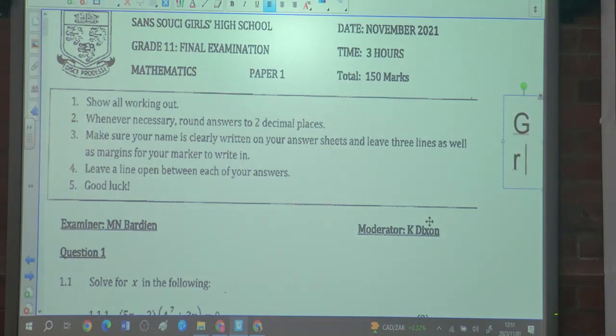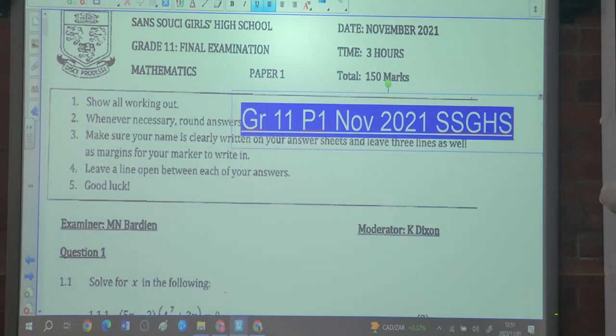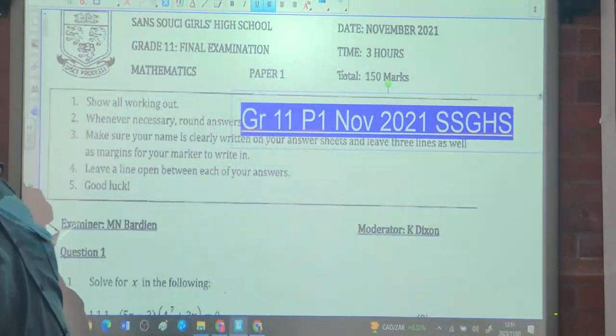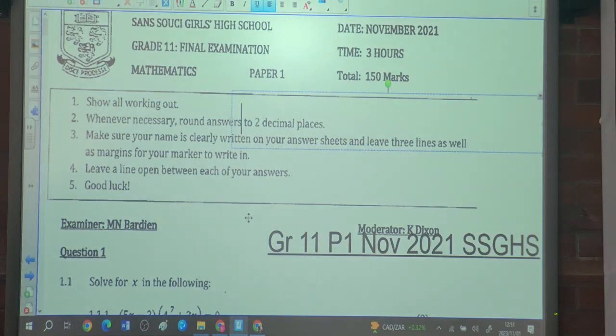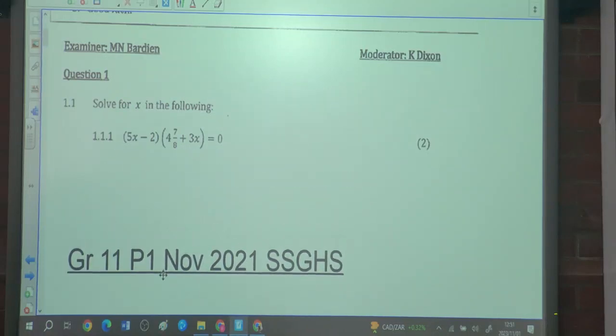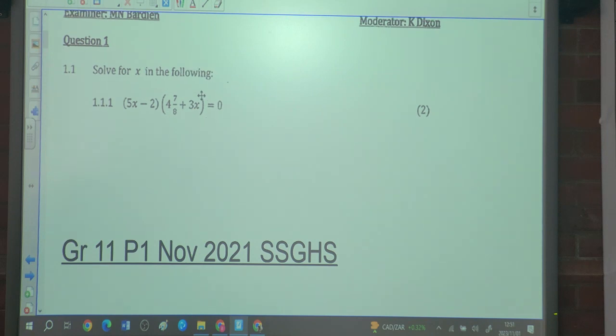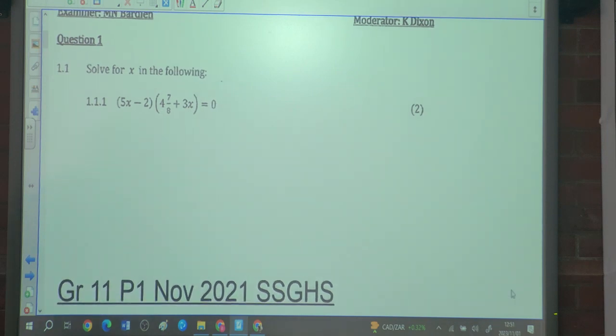Okay, so this is grade 11, paper 1, November 2021. So the paper was 3 hours long for 150 marks. You guys will write on the same, also for the same amount of time at the 150 marks.